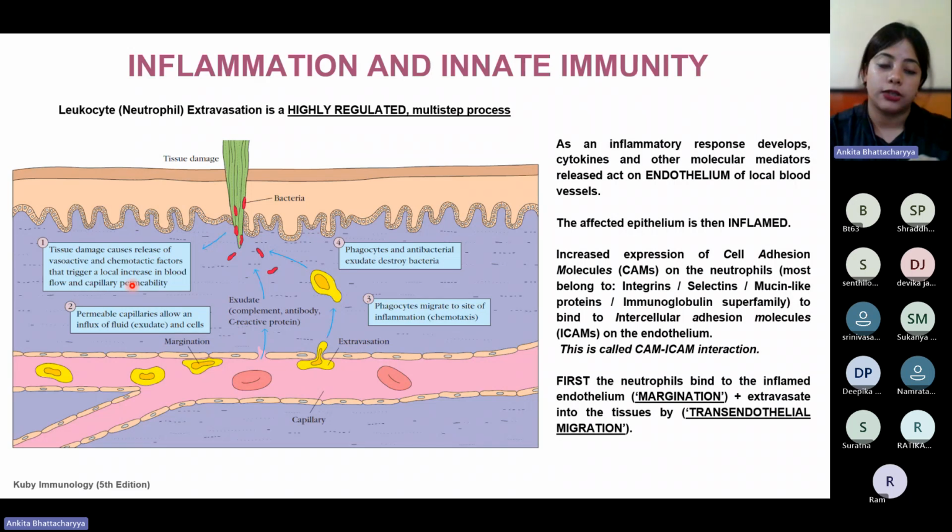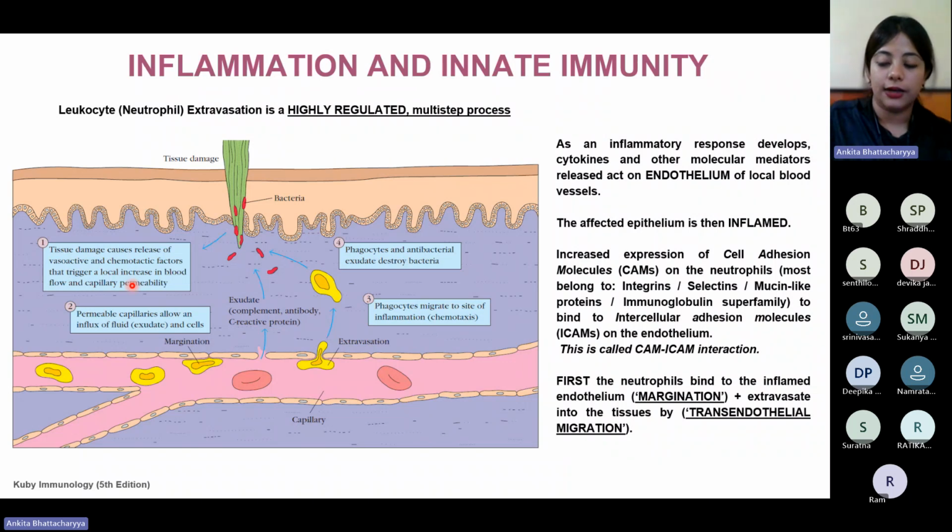So that is how vasoactive and chemotactic factors are being released because of some sort of damage that has occurred. And that is triggering a local increase in blood flow and capillary permeability. So why is that necessary? Blood flow needs to be increased because the cells that we talked about, neutrophils, which are the first cells that come in whenever there is tissue damage and an inflammatory response that needs to be generated, the first cells that come into play are the neutrophils.